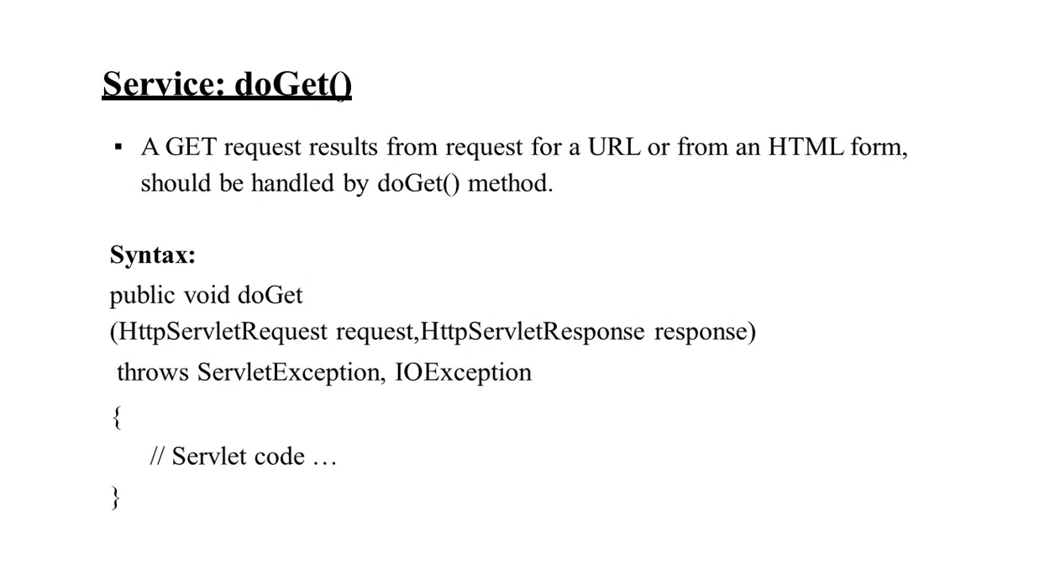Service doGet. A GET request results from a request for a URL or from an HTML form, and should be handled by the doGet method. Syntax: public void doGet(HttpServletRequest, HttpServletResponse) throws ServletException, IOException.